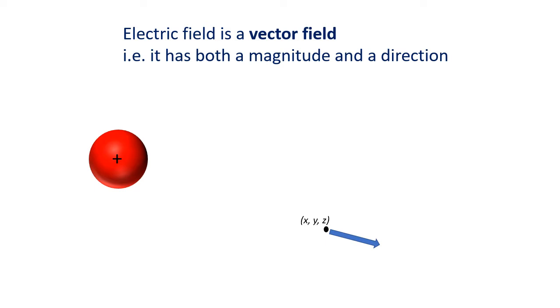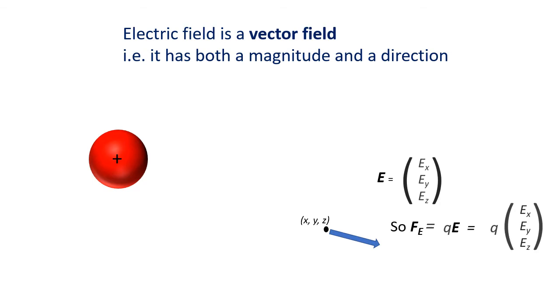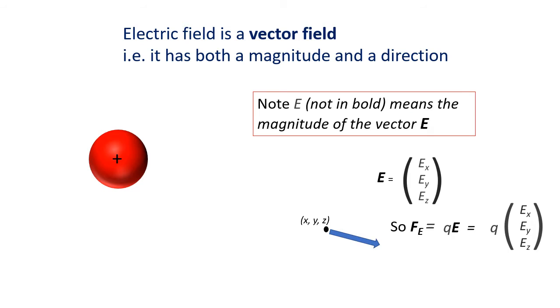The electric field is what we call a vector field. This means it has a direction as well as a magnitude. So at a given point in space, it has three components: Ex, Ey, and Ez in the X, Y, and Z direction. In this video, I'm going to use the notation where any quantities in bold are vectors. Quantities not in bold are scalars, so they have a magnitude only. The letter E, not in bold, signifies the magnitude of the electric field.